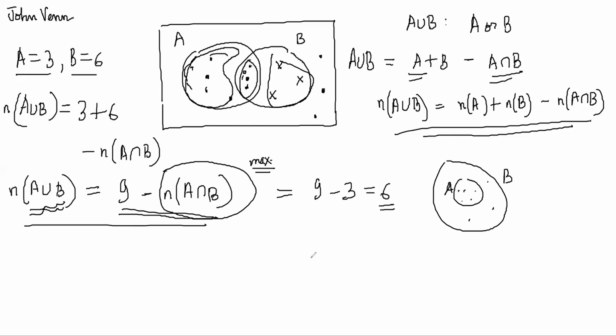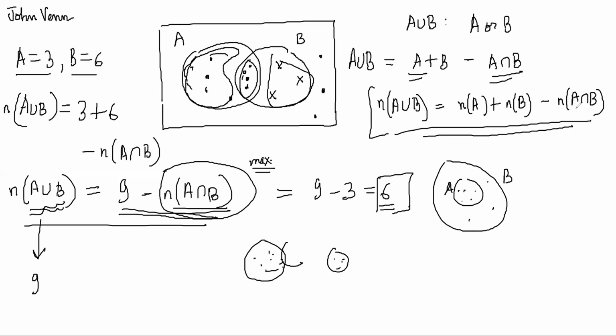Maximum number could be 9, no? Maximum is when none of them are common. Then the maximum will be 9. Nothing is common, so A union B will be just this plus this, right? Okay, minimum is this. So this is a basic law.